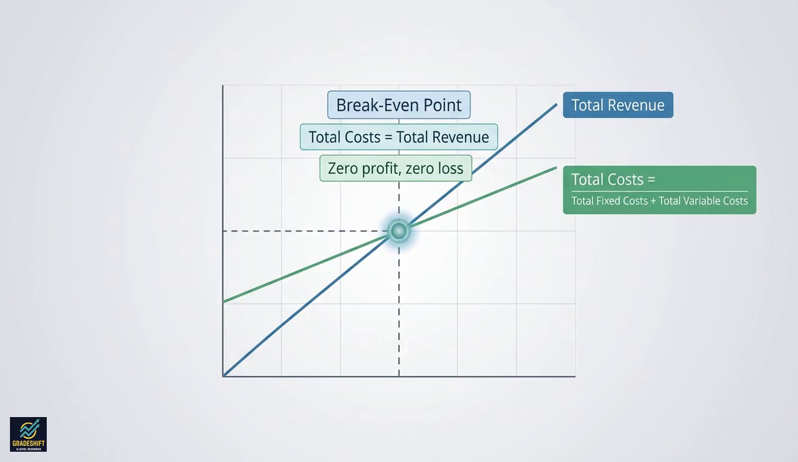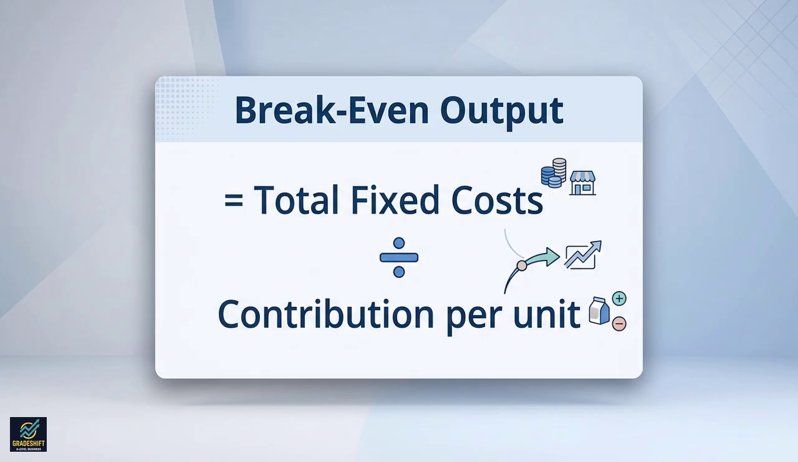Now, let's look at the official break-even point formula. The break-even point occurs exactly where total fixed costs plus total variable costs equal total revenue. At this precise output level, the business makes zero profit and zero loss. However, the most efficient way to calculate the break-even output is by using our contribution concept. The formula is total fixed costs divided by the contribution per unit. This tells you how many units must be sold.